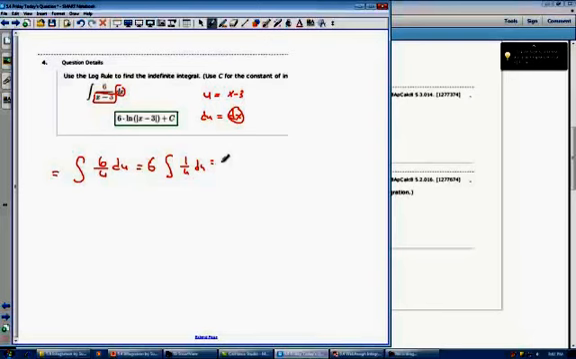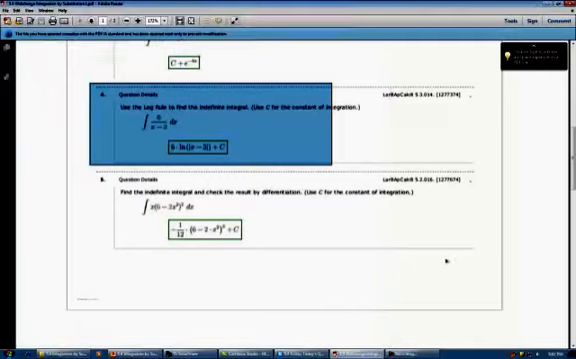All right, so this is equal to 6 times ln absolute value of u plus c. And I re-substitute in for the u, so that's x minus 3, so I have 6 ln absolute value of x minus 3 all plus c. And I'm all done. And the last one I want to look at is number 7.